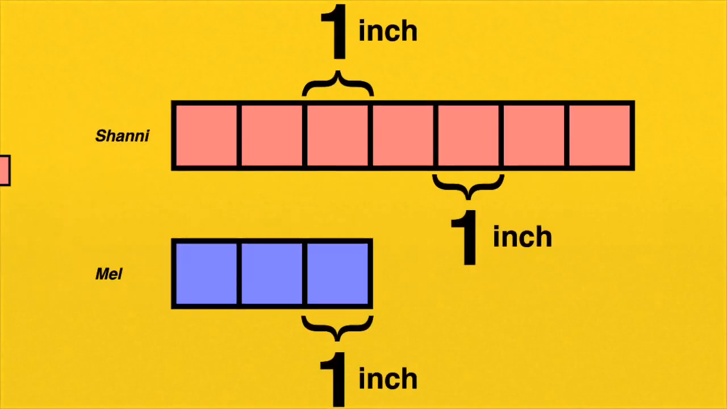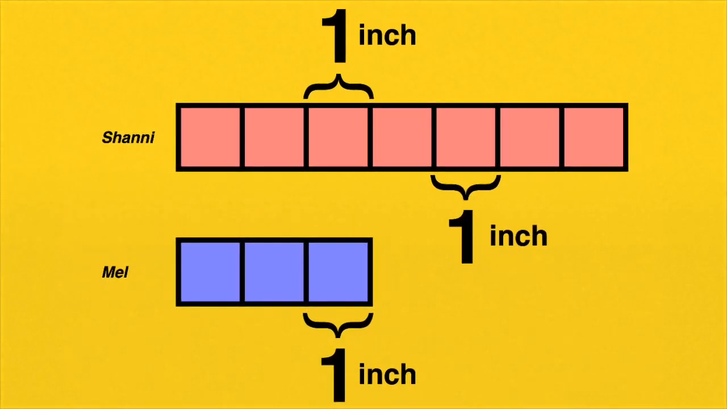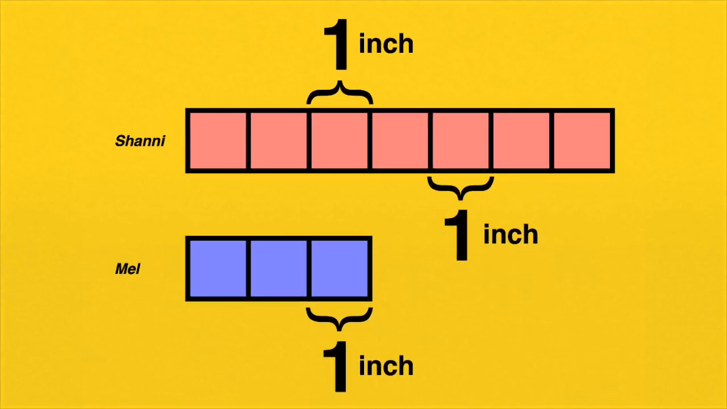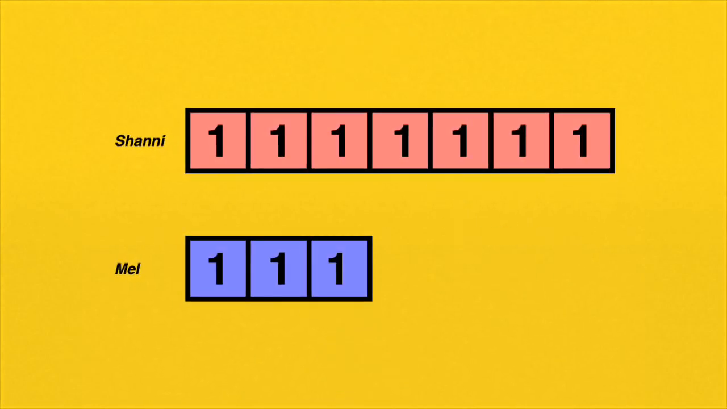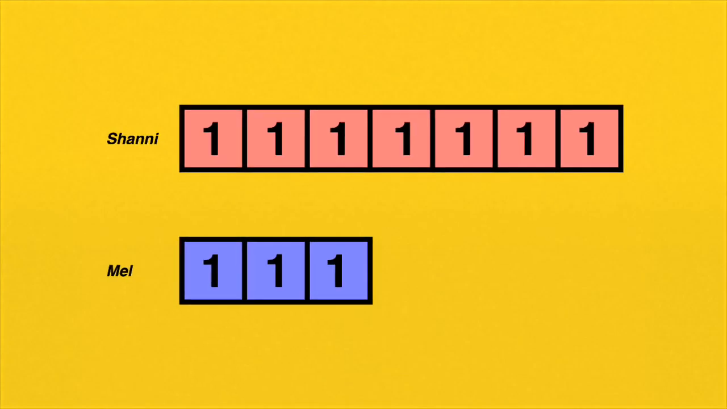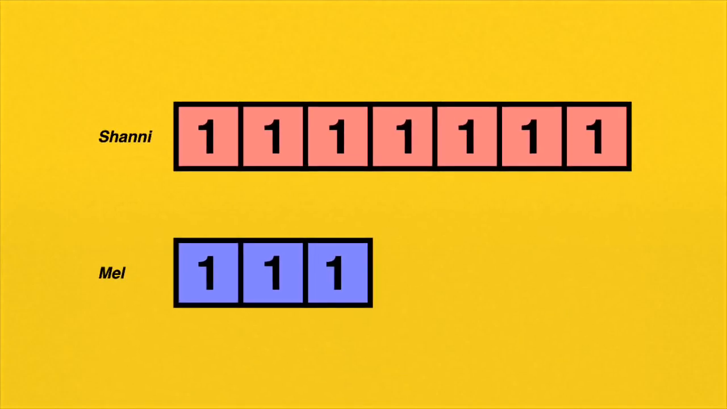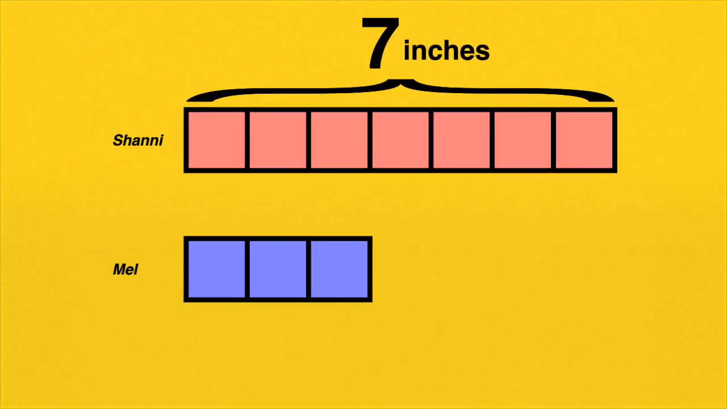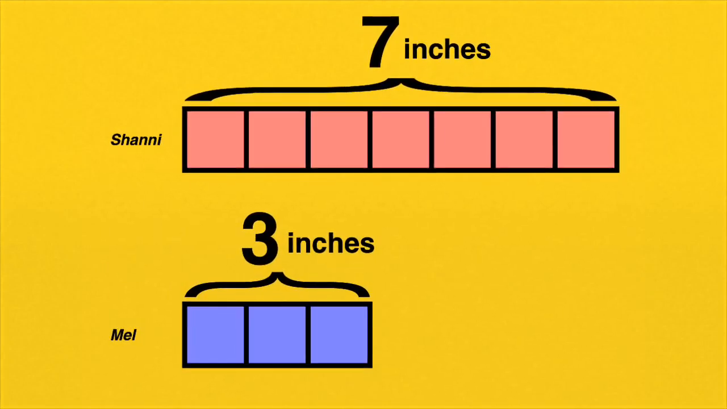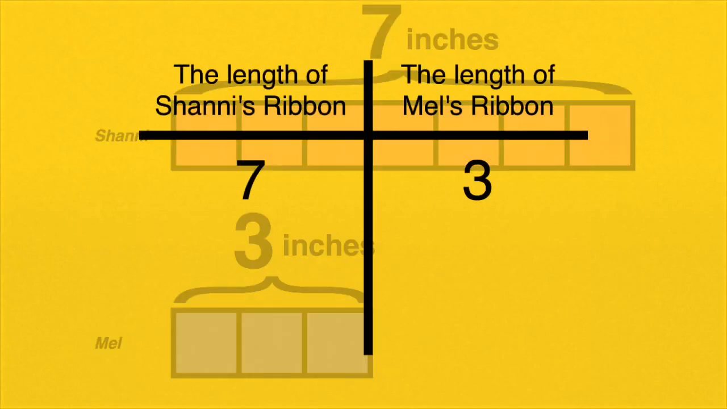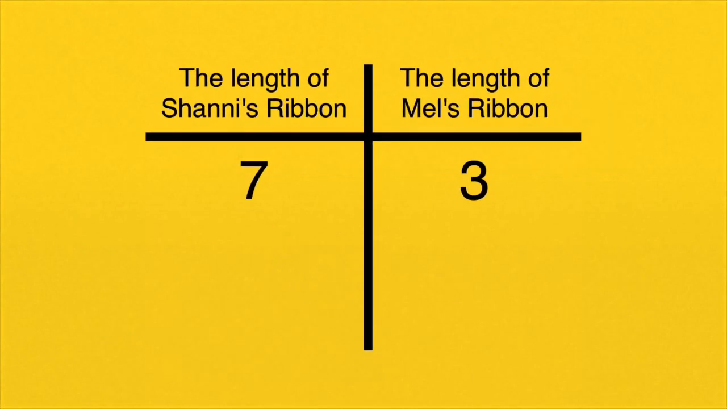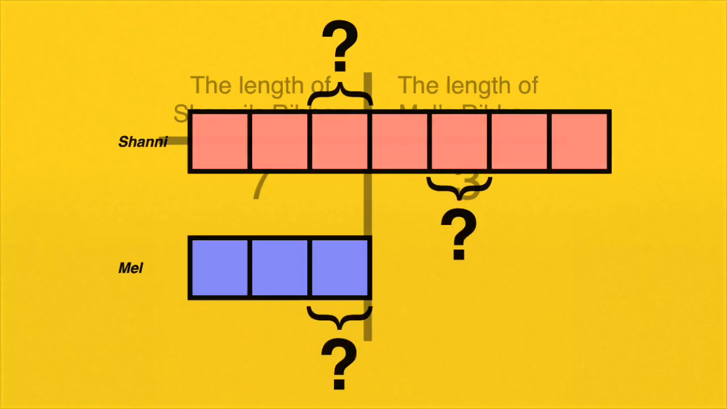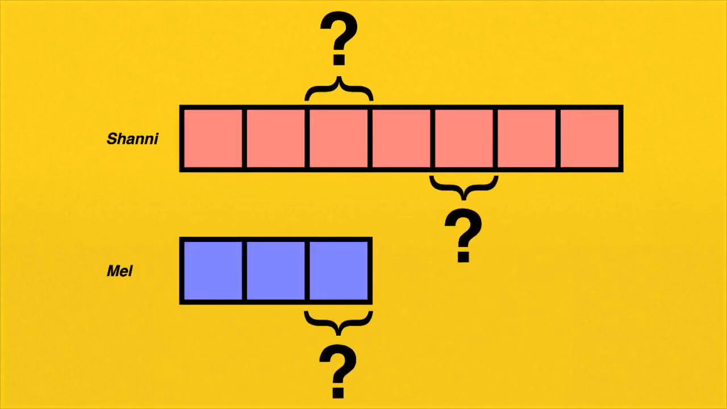3 what? Let's assume for a moment that they're talking about inches. So, how many inches is Shawnee's length and how many inches is Mel's? Well, of course, if we have 7 units and each one is worth an inch, Shawnee has 7 inches total. And if we do the same with Mel, where each unit is worth 1 inch, we'd see that Mel has a total length of 3 inches. And what do you know, this matches our T-chart.